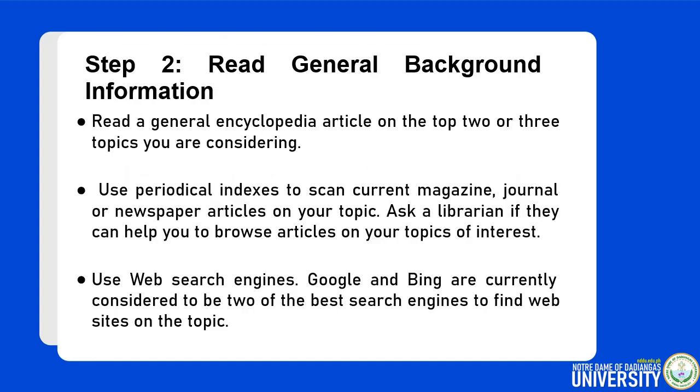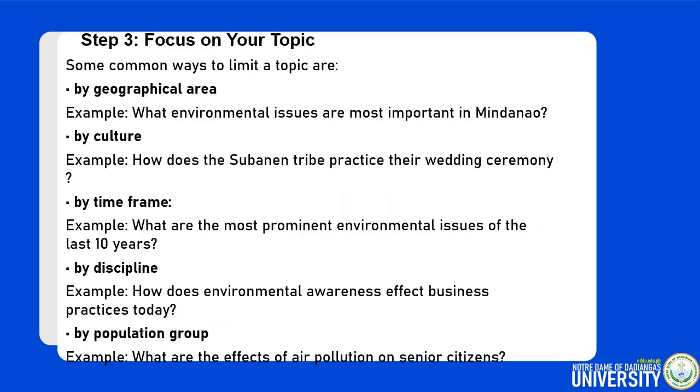Read general background information. Read a general encyclopedia article on the top 2 or 3 topics you are considering. Use periodical indexes to scan current magazine, journal, or newspaper articles on your topic. Ask a librarian if they can help you to browse articles on your topics of interest. Use web search engines. Google and Bing are currently considered to be 2 of the best search engines to find websites on the topic.